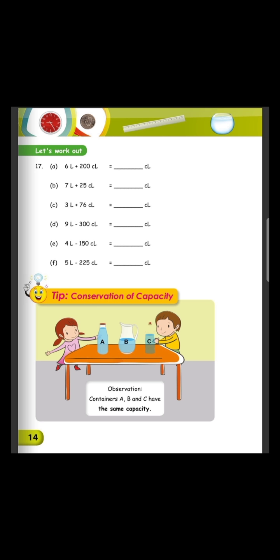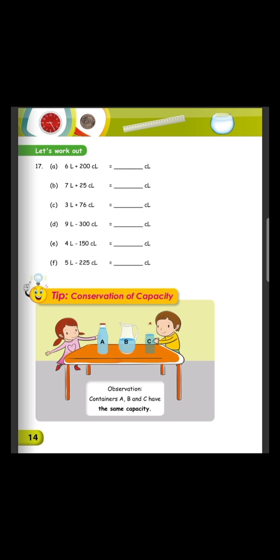Part D now. Part A, B, C was addition. Now we have part D, E, and F, which involves subtraction. 9 liters minus 300 centiliters. 9 liters is equal to how many centiliters? 900. Very good. So we have to do 900 centiliters minus 300 centiliters.